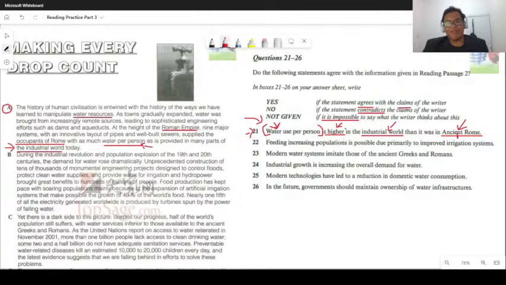Now, what is missing? It's this one. Correct? If you take a closer look, literally all the keywords are in the same sentence. It starts here: at the height of the Roman Empire, nine major systems with an innovative layout of pipes and well-built sewers supplied the occupants of Rome with as much water per person as is provided in many parts of the industrial world today. So we found three out of four keywords.